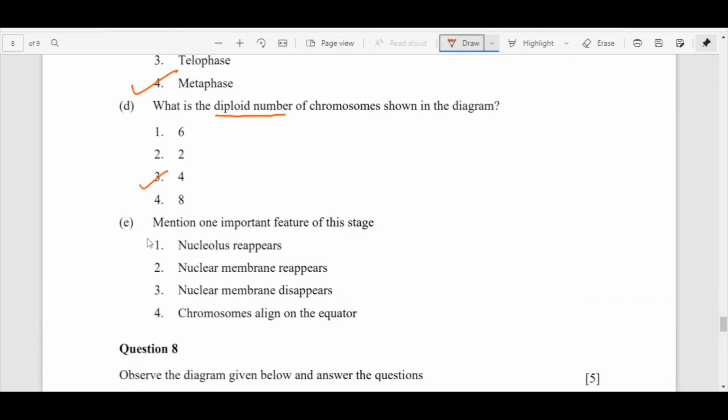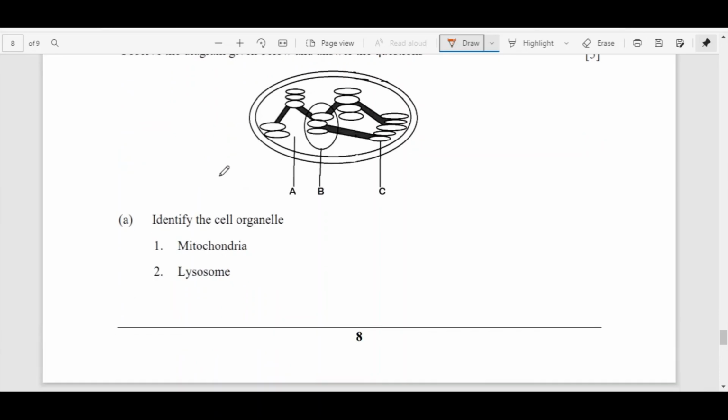Now question number E. Mention one important feature of this stage. So 4 features are given. We have to select the right one. Number 1, nucleolus reappears. Wrong. Number 2, nuclear membrane reappears. Wrong. Number 3, nuclear membrane disappears. Correct. Let me see the 4th one also. Chromosomes align on the equator. Wrong. This is the feature of metaphase. So the right option here is option number 3. Nuclear membrane disappears. Now the last question of the paper, that is question number 8.